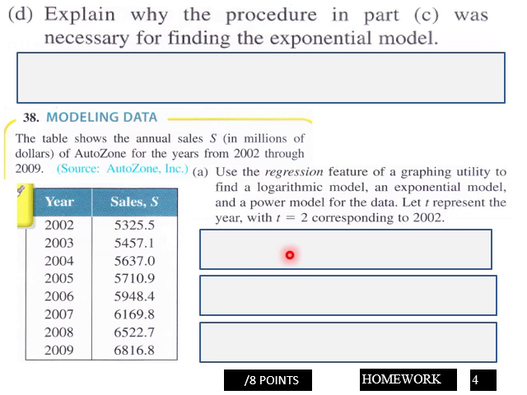Your R2 number. Let T represent the year, with T equals 2 corresponding to 2002, so that you know how to set up your table. Use your regression feature on this data set. Was it the determination number? Remember that? Keep that in mind when you respond here.